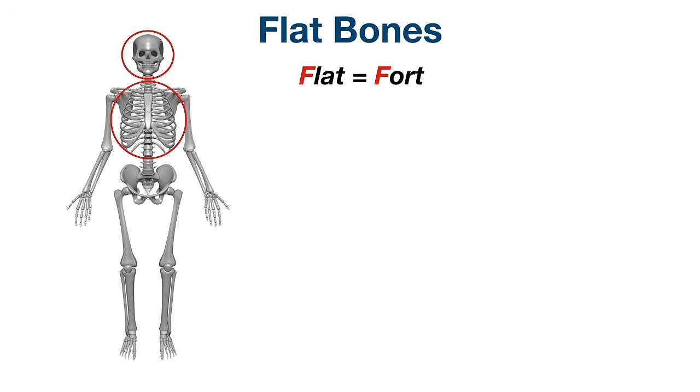Again, flat bones are located in areas where protecting organs is necessary, such as the skull to protect the brain and the rib cage to protect the heart and lungs.